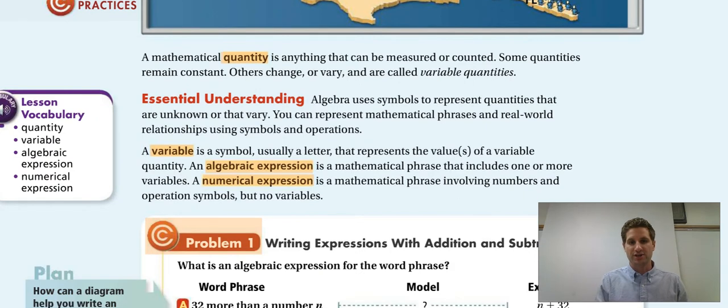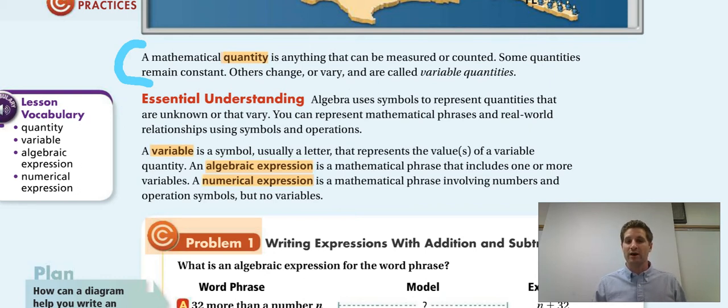So we're actually going to start, and I'm going to tell you exactly what I want you to write down. The first thing is a mathematical quantity is anything that can be measured or counted. Some quantities remain constant, others vary and are called variable quantities. So I want you to write all of that right there. So some quantities remain constant. We would call those numbers, like 5 is always going to be worth 5, 6, 7, 8, whole numbers, decimals. Those are all constant, they don't change.